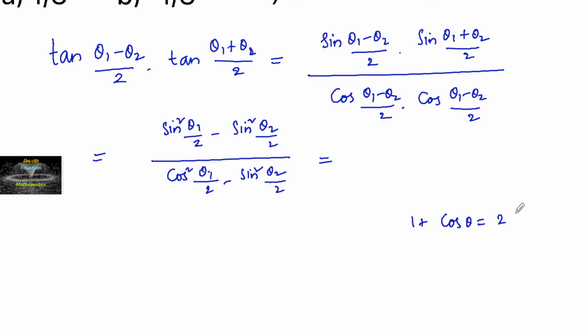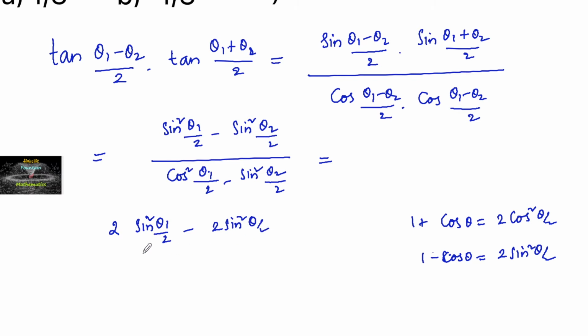is equal to 2 cos square theta by 2, and 1 minus cos theta is equal to 2 sin square theta by 2. So we can write here sin square theta by 2 is equal to 1 upon 2, or multiplying and dividing with 2, we can write 2 sin square theta 1 by 2 minus 2 sin square theta 2 by 2, divided by 2 cos square theta 1 by 2 minus 2 sin square theta 2 by 2, just by multiplying and dividing with 2.